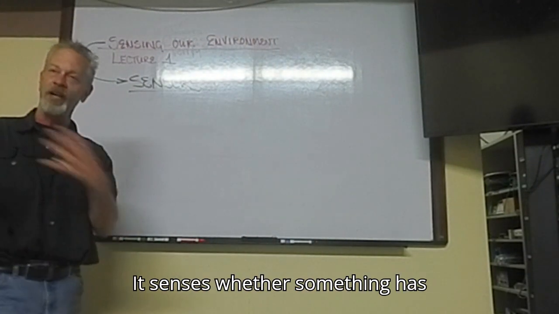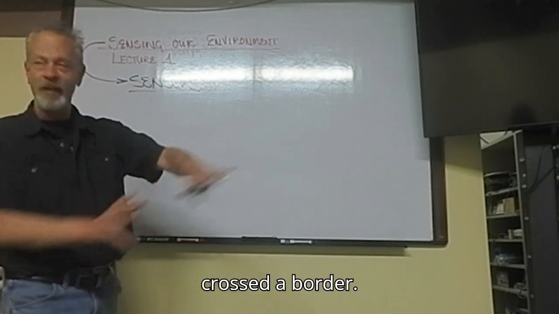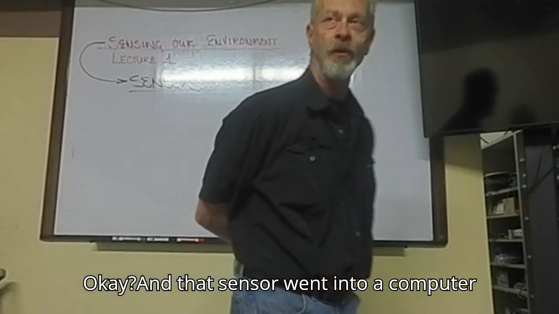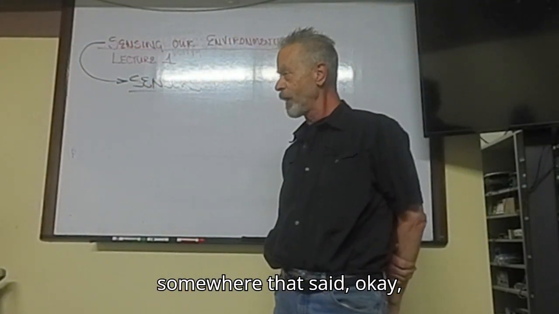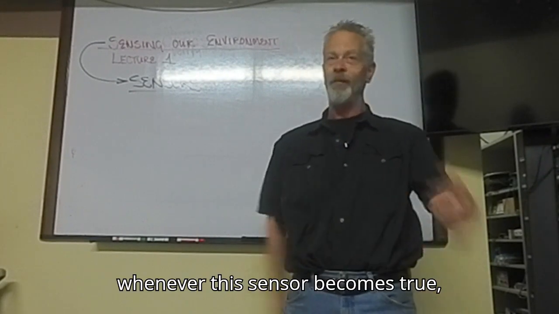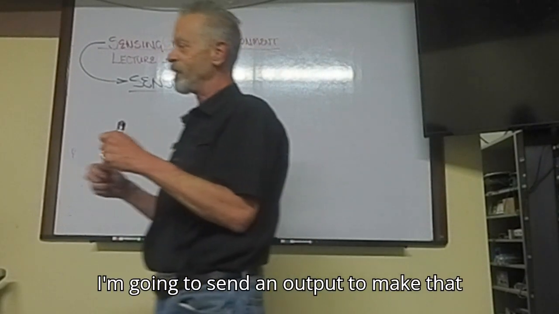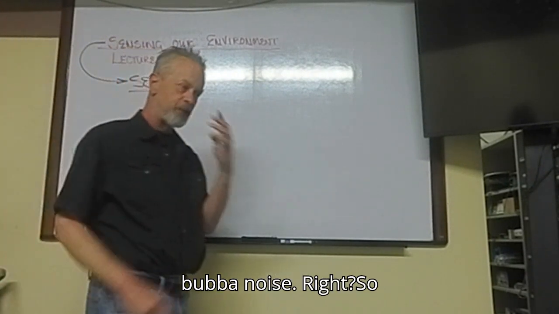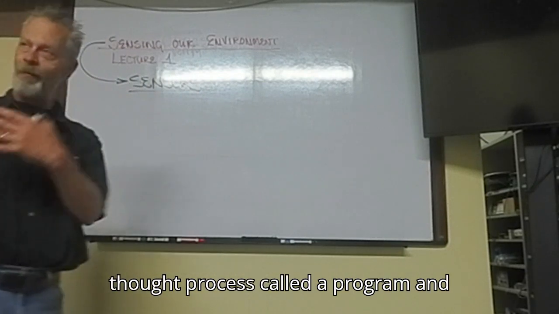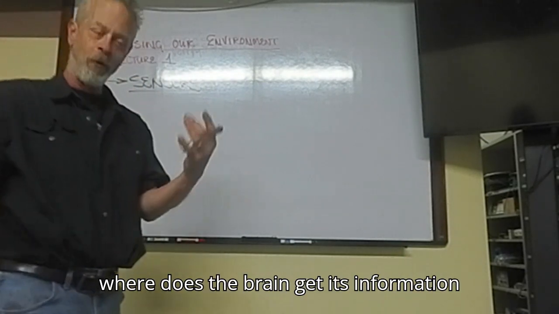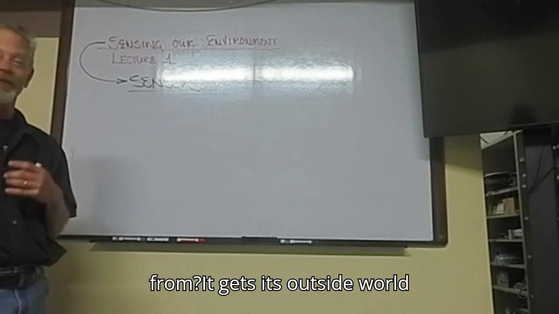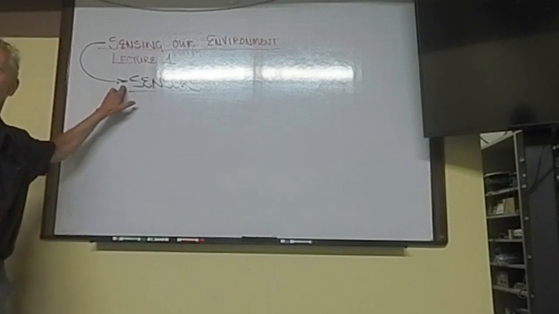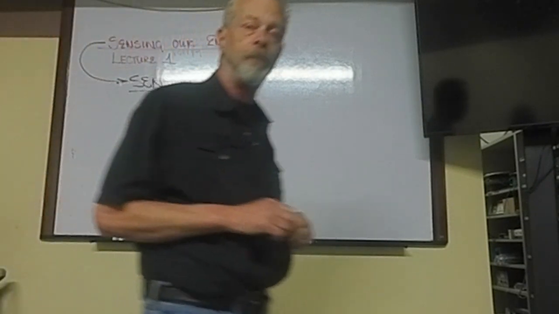That's a sensor. It senses whether something has crossed a border, okay? And that sensor went into a computer somewhere that said, okay, whenever this sensor becomes true, I'm going to send an output to make that boo-ba noise. Right? So there's a brain in there and there's a thought process called a program. And where does the brain get its information from? It gets its outside world information from sensors. Okay?